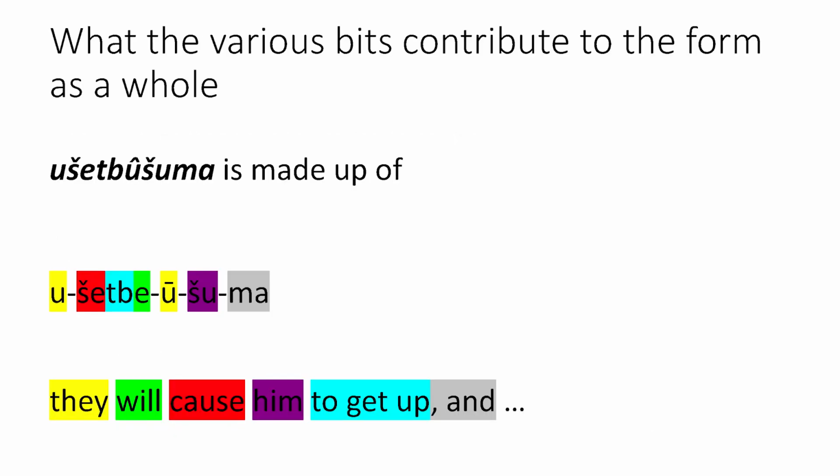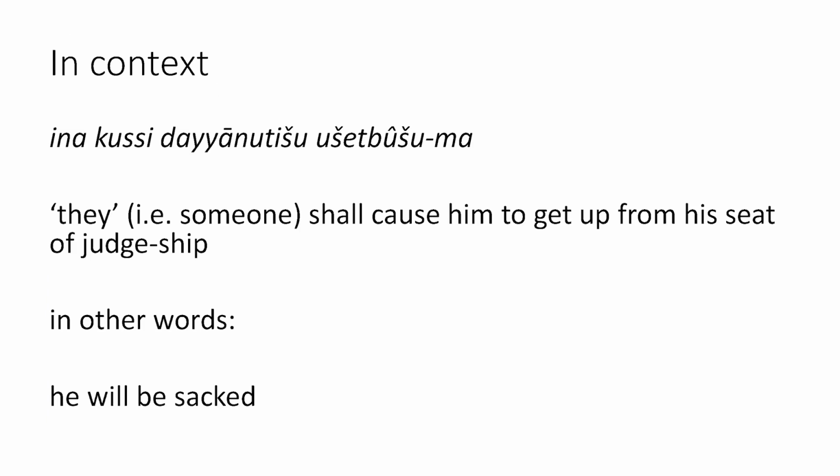To recapitulate, we can use colour coding to show which bits of the form contribute which parts of the meaning. In doing this, it's helpful to undo the vowel contraction so we can see the different elements the form is composed of. Finally, the full clause is ina kussî dayyānūtišu ušetbûšu-ma. We must recall that this law is about a crooked judge. The sentence means, they, or someone, shall cause him to get up from his seat of judgeship and so on. In other words, the crooked judge will be sacked.